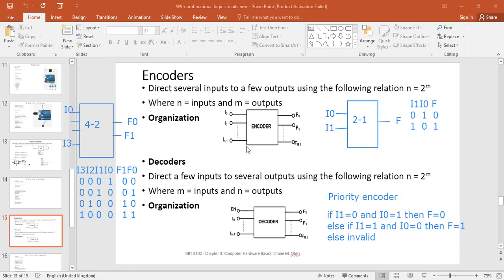In communication? Yeah, they are used everywhere. Yes, all digital systems will require the use of encoders and decoders. And how? Because you have to convert everything to binary for the computer to understand, and you have to convert everything to decimal for us to understand.